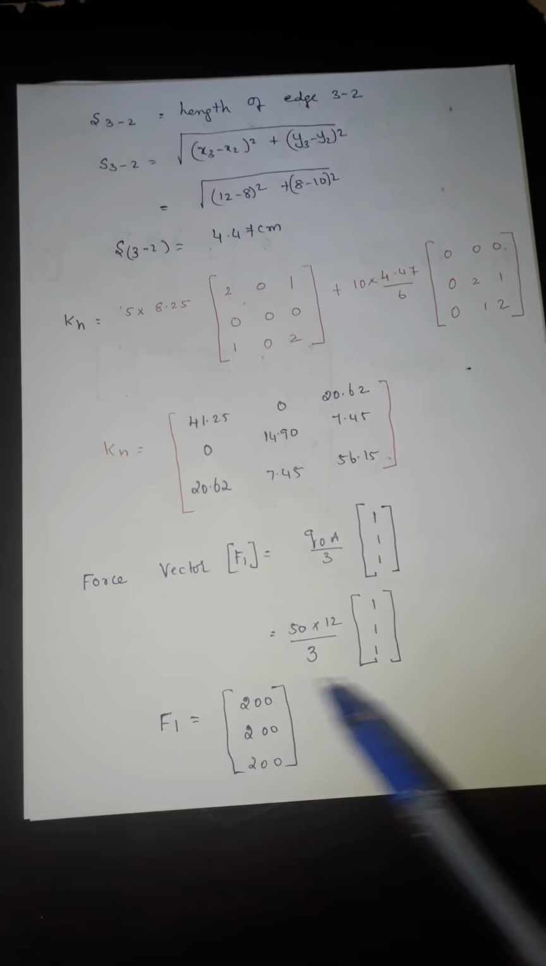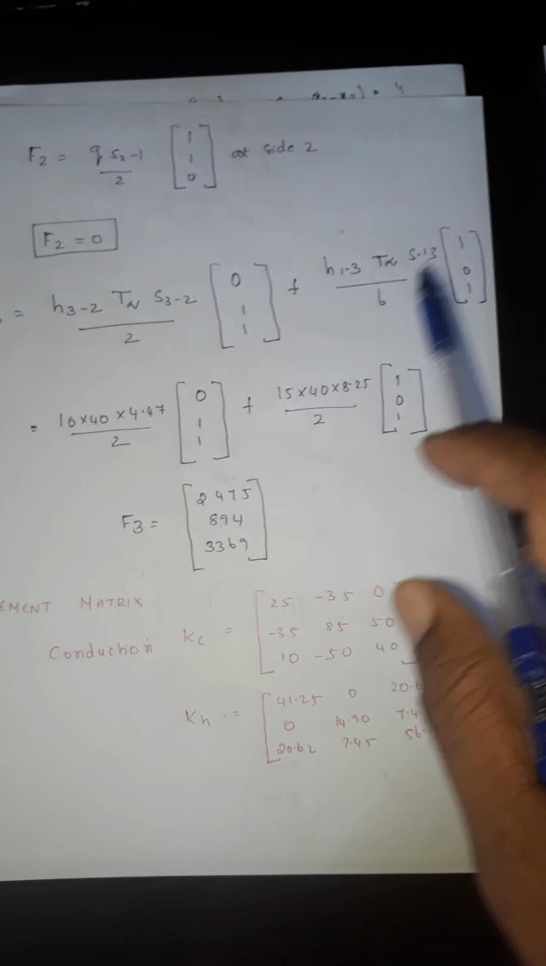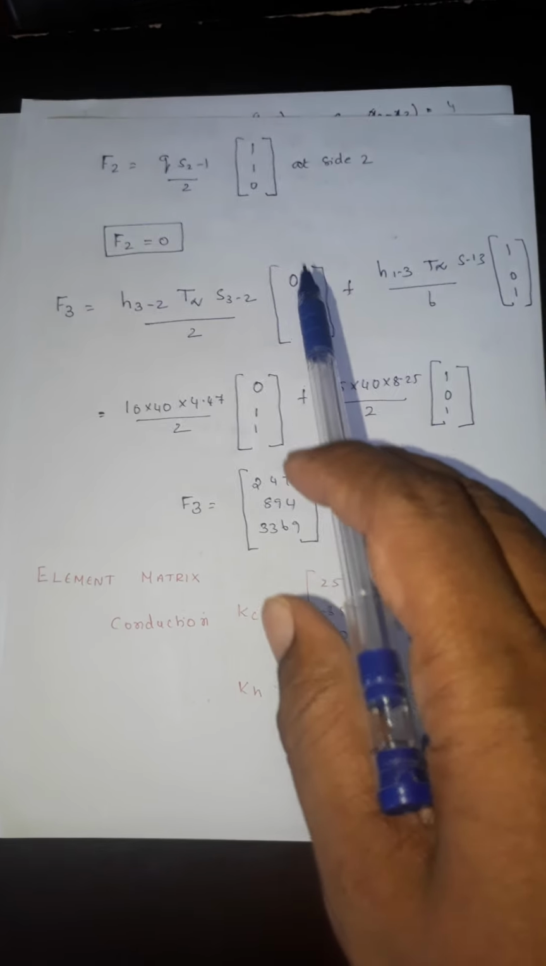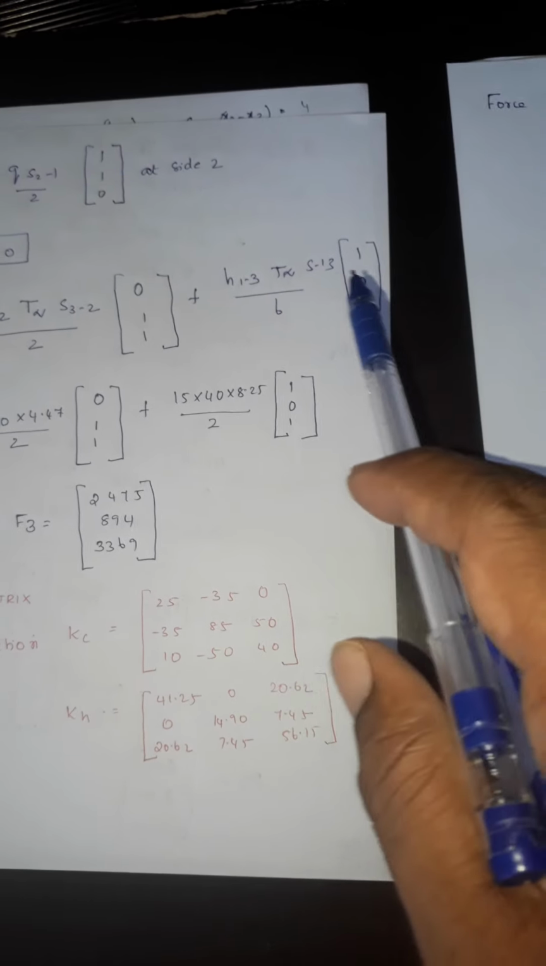So F1 negative. F2 side, that is side 1 to 2, we don't have any convection loss. There is no heat convection, so there will be no force. So F2 will be 0. So F3 side H32, S32 and H13, S13. One thing you have to remember here: H32, T infinity, S32. There 32 is there, 1 is not there, so 1 becomes 0. Here 13 is there, 2 is not there, so 2 becomes 0. In that way you can mark it up.